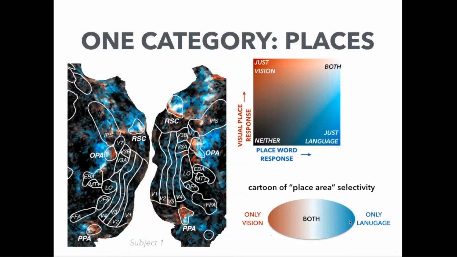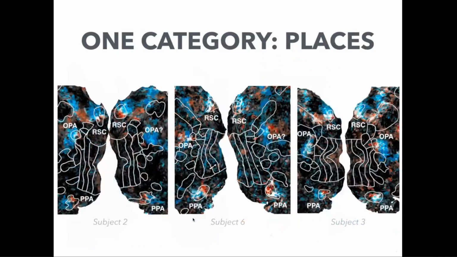But this is a very local effect that happens within about 1 centimeter, and within each of these high-level visual areas we see this very localized effect of modality shift, we're calling it. It turns out this is pretty consistent across subjects. This is another collection of subjects where we see more or less the same pattern in every case where we can find the areas.